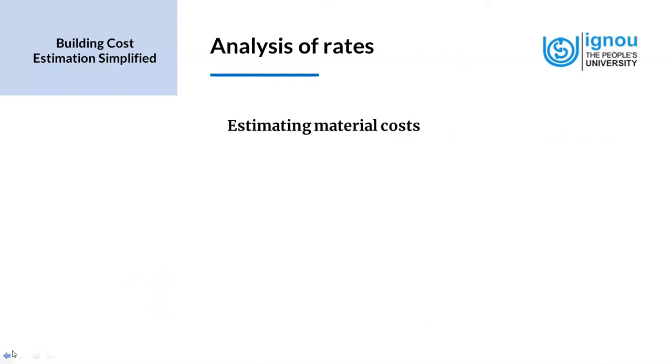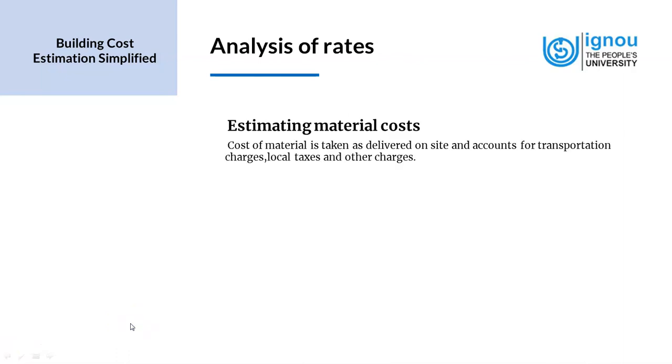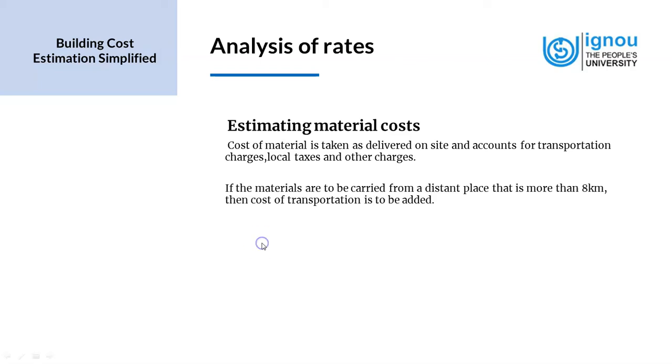Cost of material is taken as the cost when the material is delivered on site, and therefore it accounts for transportation charges, local taxes, and other charges. It includes the first cost, which is the cost at the origin, and it also includes the cost of transport, the freight charges, taxes, etc. If the materials are to be carried from a distant place that is more than 8 kilometers, then cost of transportation is to be added.